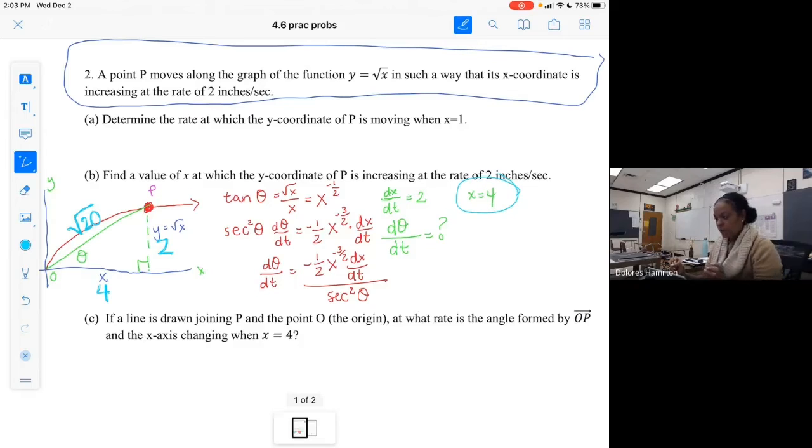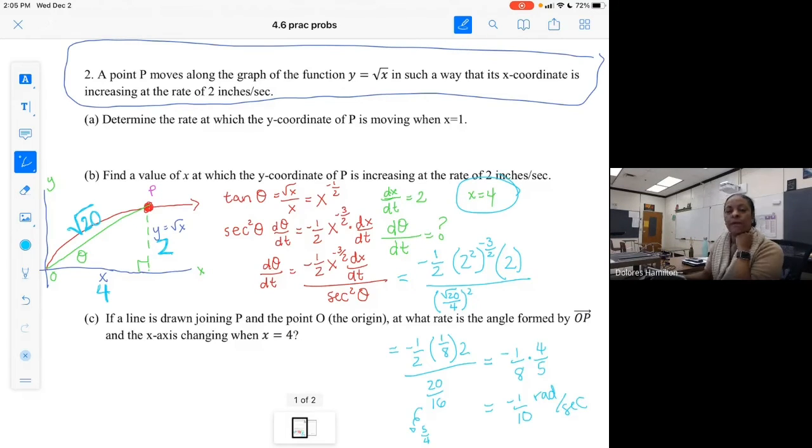Okay, so let's plug in everything that we know. So we've got negative 1/2, our x is 4, so that's 4. I'm going to rewrite that as 2 squared. That'll help me with the negative 3/2. So unsimplified, it looks like this. When we clean that up, we end up with that algebraic mess. And remember, if they're just asking you what the rate of change is, you could keep your answer just like that. And then our units are in radians per second. That's our angle measure for our trig, always in radians.